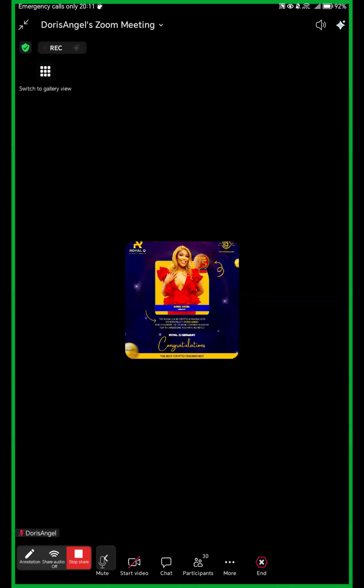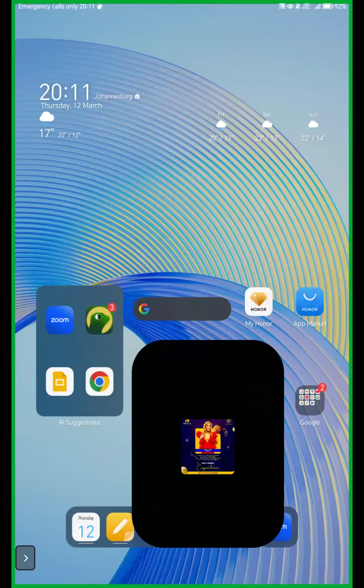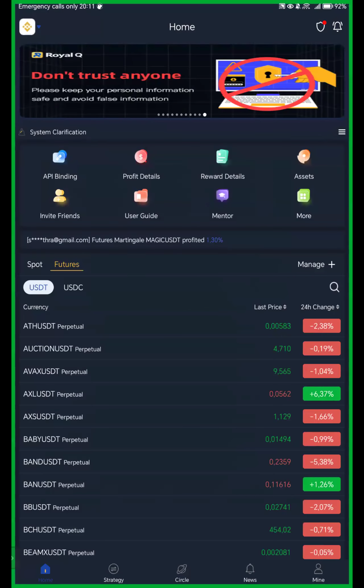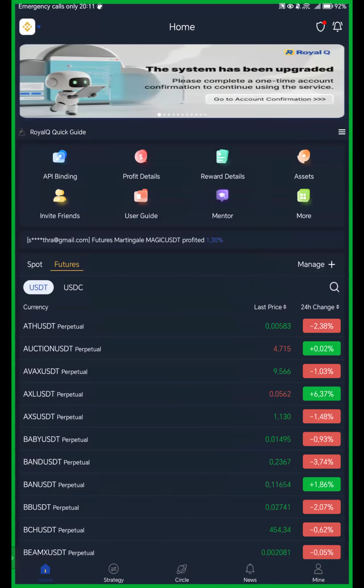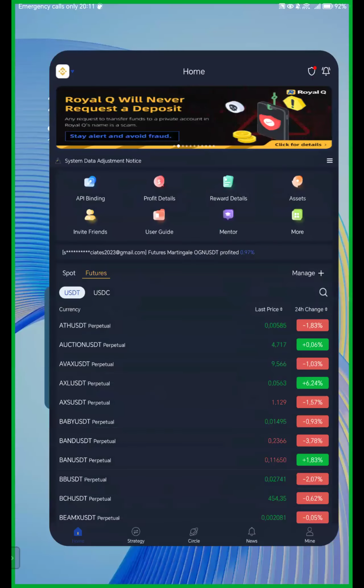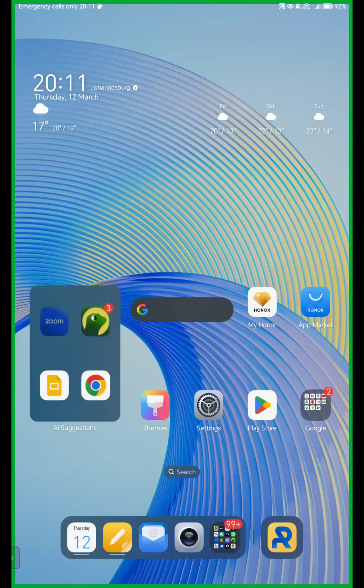Is my screen visible? If it is visible, give me a yes in the chat. Am I sharing screen? If I'm sharing screen, drop me a 1 in the chat. Okay, all right.